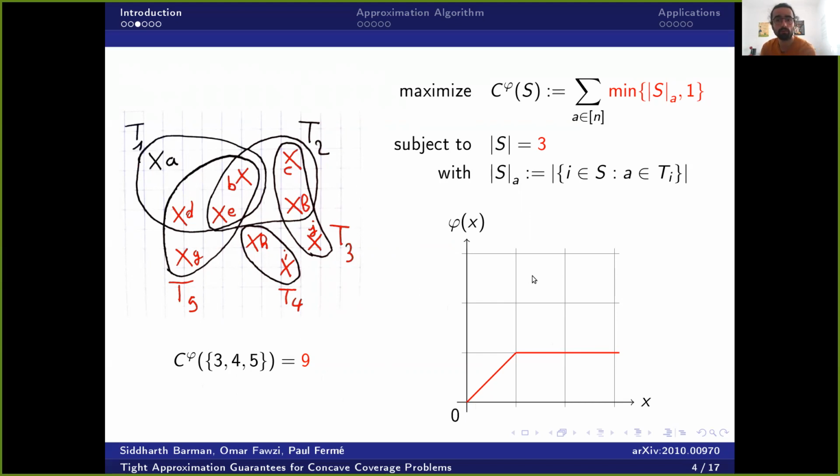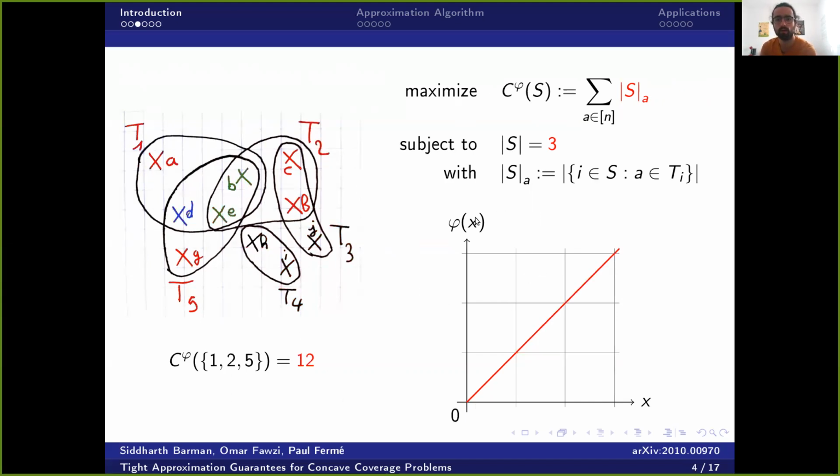But for instance, you can do something in the quite opposite direction, which is just to take phi of x to be the identity. And then the solution is quite easy to find. You just take the k biggest sets. And for instance, here, the optimal solution is the following. So D is covered twice, E and B are covered 3 times. And so the global value is 12.